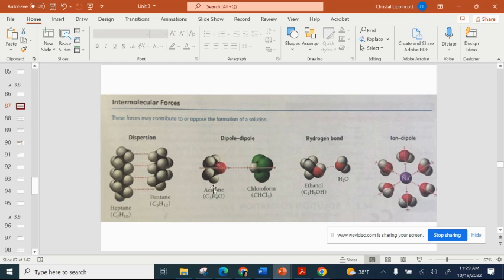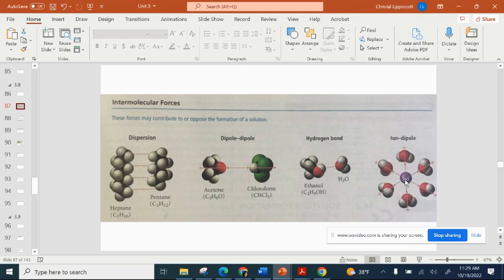Here, you've got a dipole here and a dipole here. That means those dipoles are going to be interacting. And then here, you're going to have hydrogen bonding. In this case, you're going to have ion-dipole. And notice that if this is a cation, or a positive ion, the negative part of that water is what's attracted to this.